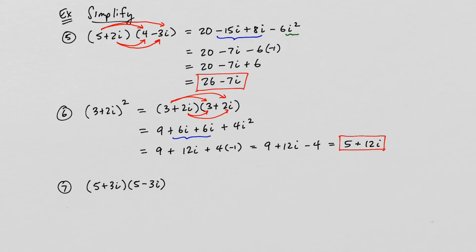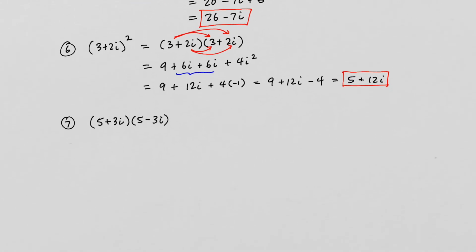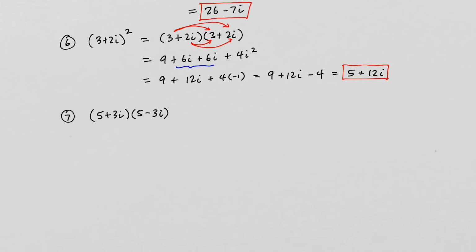And for our final example on this page, we have a very special type of multiplication. And we'll do this multiplication in just a minute, but let me talk a little bit about these two numbers here. 5 plus 3i and 5 minus 3i are what we call a conjugate pair of complex numbers.